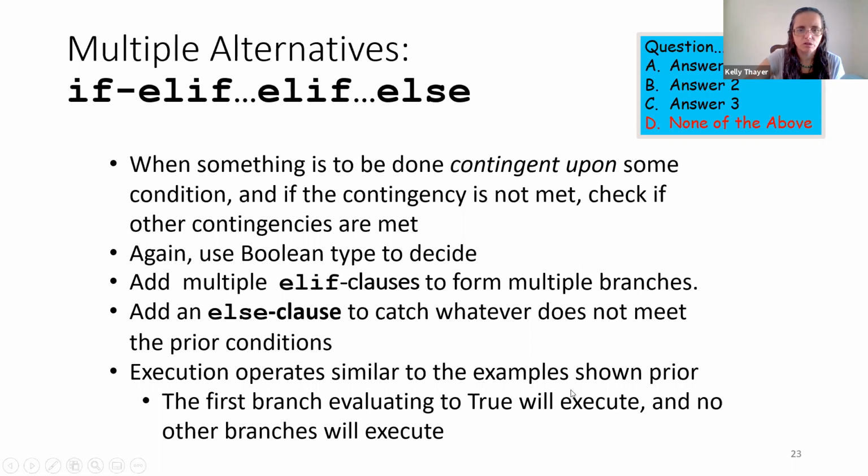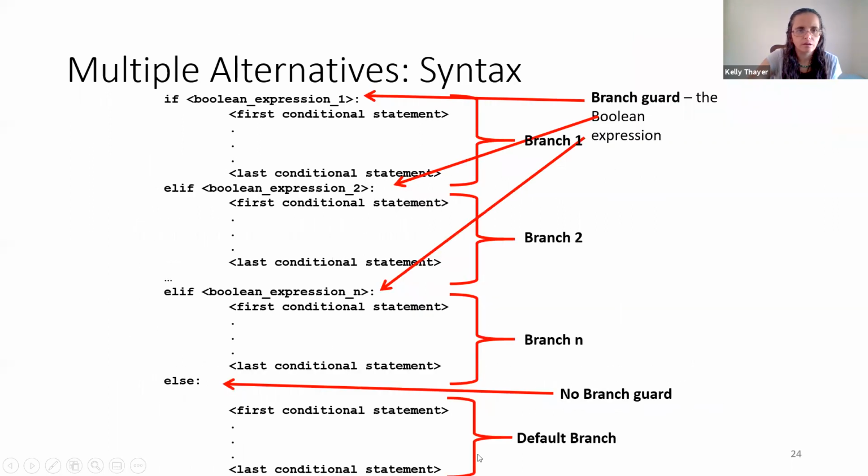Basically what this entails is just having more choices for elifs. Execution operates similar to the examples shown prior. The first branch evaluating to true will execute, and no other branches will execute. However, adding on this other option is sort of like having a none of the above option in multiple choice. Here's an example of what the syntax looks like. Here we have an if statement, elif, and now we have an else statement down here.